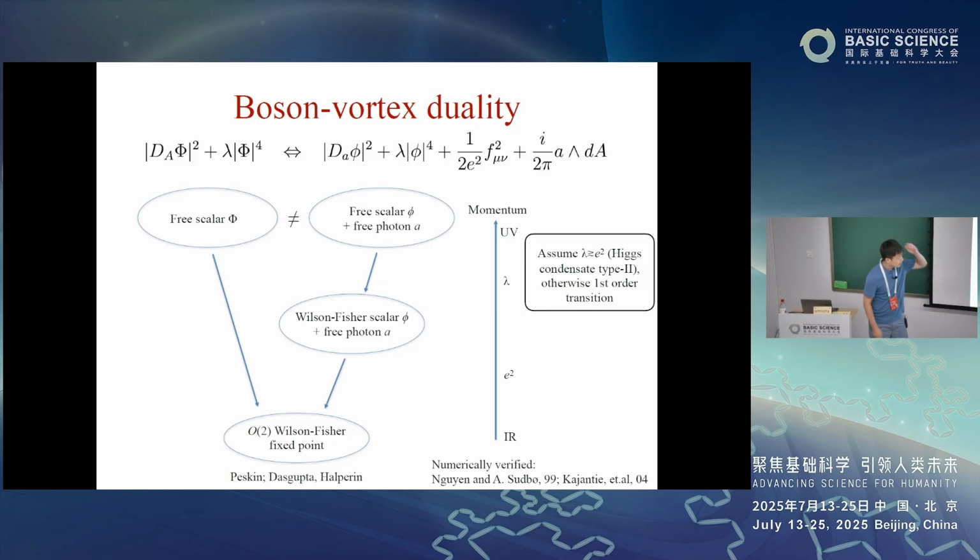Now the claim is that if I start in the UV from the free theory, free scalar and free photon, and I first turn on the φ⁴ interaction, so I let the scalar flow to a Wilson-Fisher fixed point first, and then I turn on the gauge coupling, then in the deep IR, this theory also flows to the O(2) Wilson-Fisher fixed point. Oh, by the way, if you have a question at any point, just feel free to interrupt.